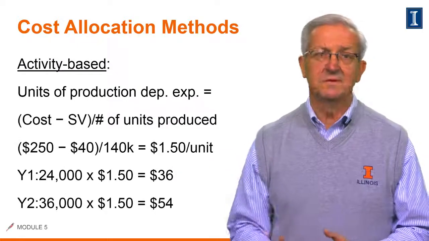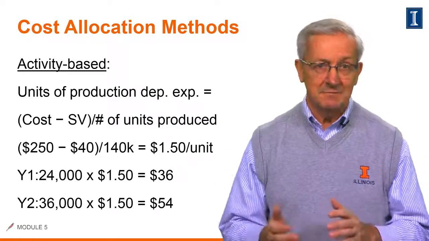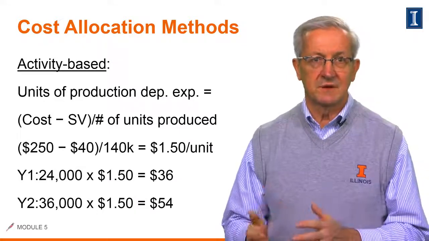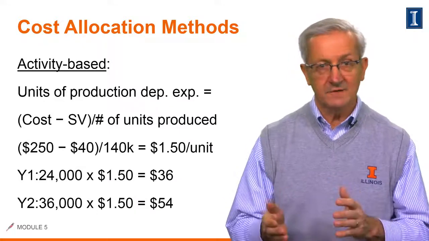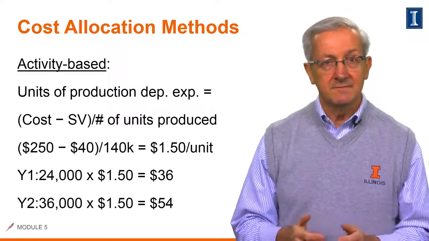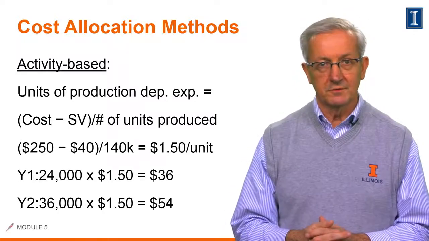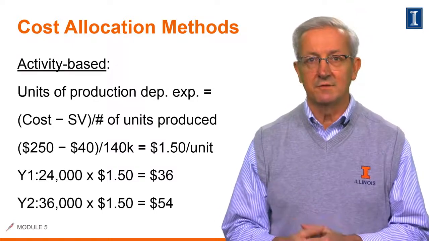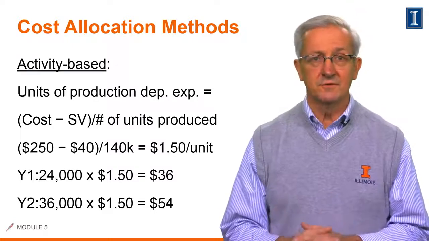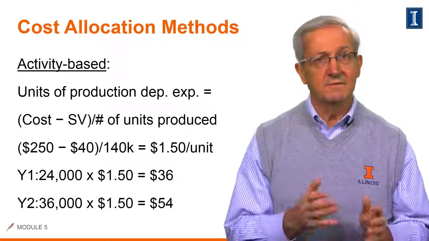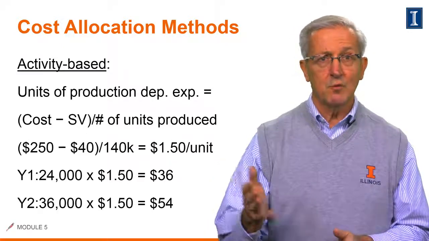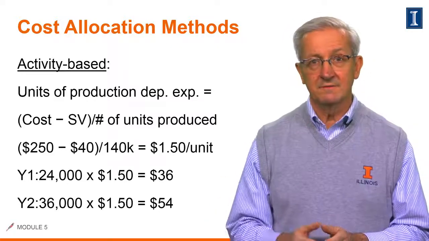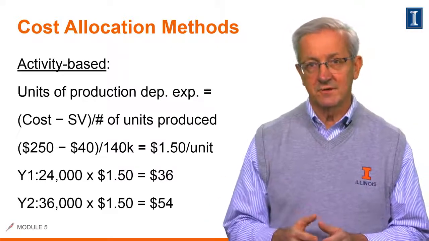So continuing on with this cost allocation method under the activity-based model, we have to figure out what the units of production depreciation expense is, which is calculated as cost minus salvage value divided by the estimated number of units produced. So in our example, it's 250 minus 40, 210,000, divided by 140,000 units, which gets us to $1.50 per unit.